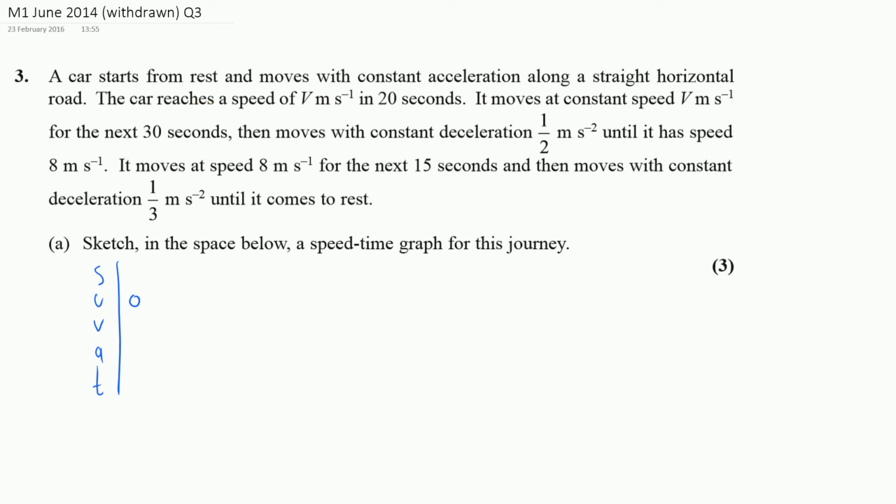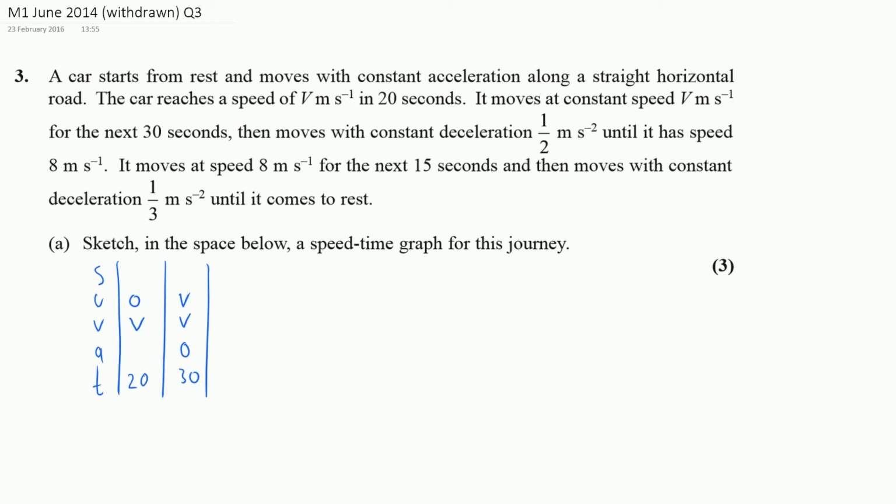A car starts from rest, initial speed 0, moves with constant acceleration and reaches a speed of V. So my final speed here is V, and it takes 20 seconds to do that. It then moves with a constant speed of V, so for my next section my initial speed and my final speed are the same, there's no acceleration, and I'm told that takes 30 seconds.